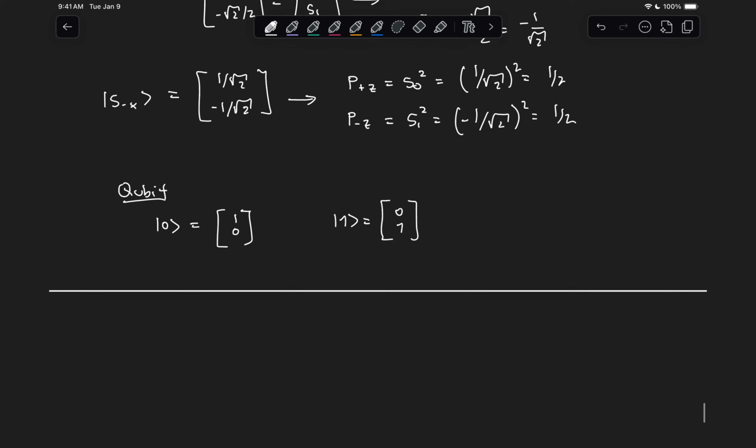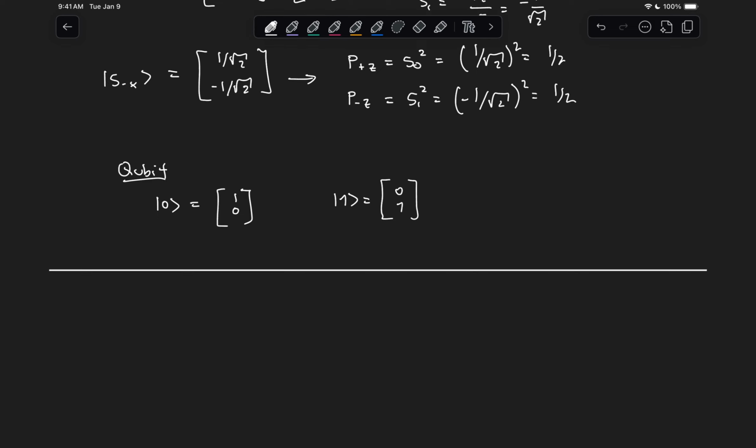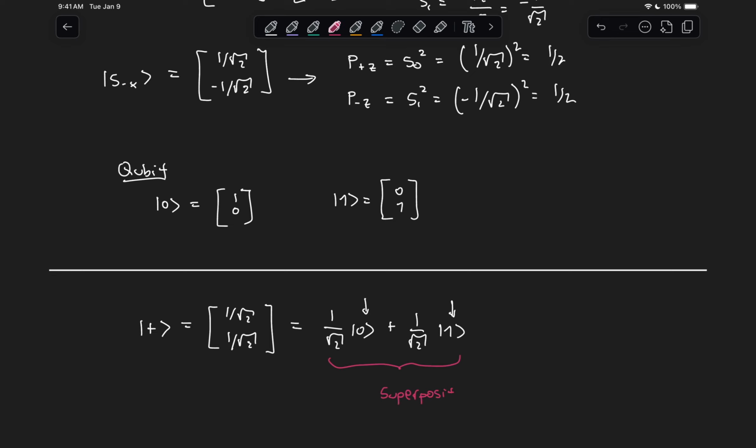But now we can say that we also have some special elements, which we call the plus vector, representing the spin of an electron in the plus x direction, which is given by a vector with elements of 1 over square root of 2 and 1 over square root of 2, which is equal to the sum of 1 over root 2 times (1, 0), plus 1 over root 2 times (0, 1). So recall, this is spin in the plus z direction, and this is spin in the minus z direction. And we call this type of element a superposition.